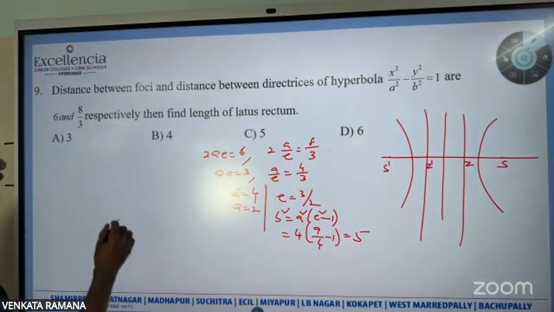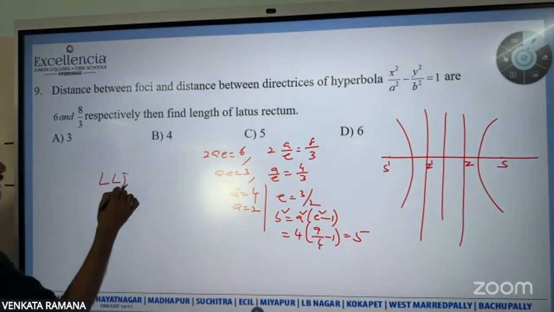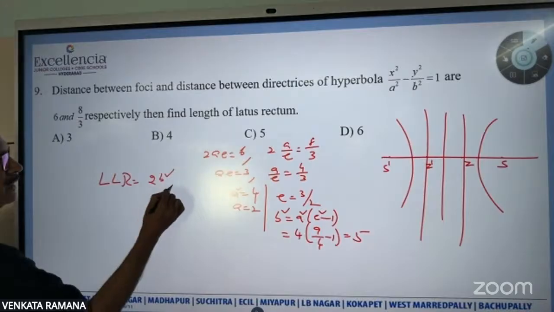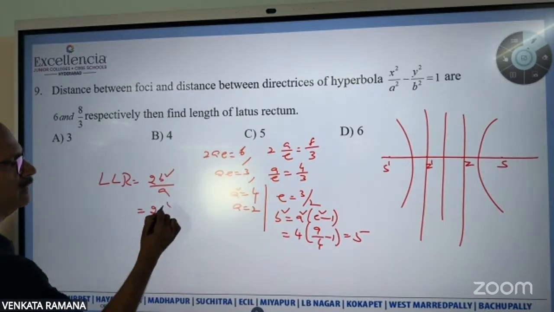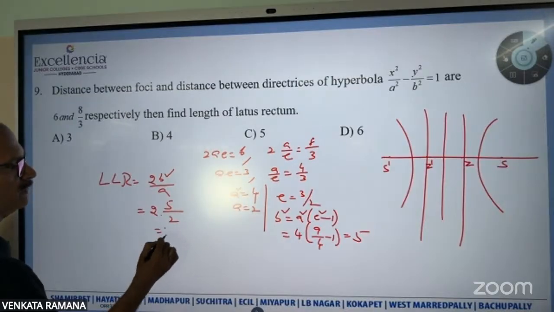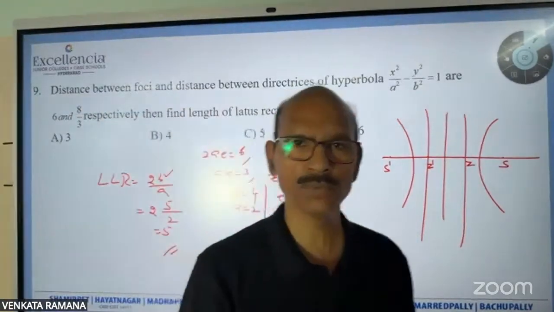So whatever he is asking, find the length of latus rectum. The formula is 2b squared by a. So that means b squared value is equal to 5 and a value is equal to 2. The final answer is equal to 5. It is a very simple problem.